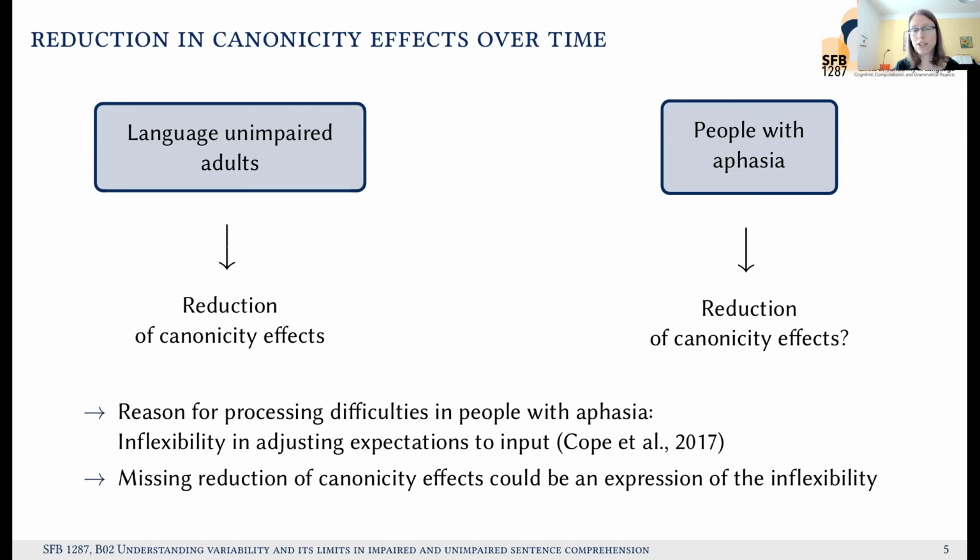And this is an interesting question because it has been suggested that one reason for the processing difficulties in people with aphasia could be an inflexibility in adjusting their expectations about the upcoming sentence structure to the actual input. And therefore, the missing reduction in canonicity effects could be an expression of an inflexibility.